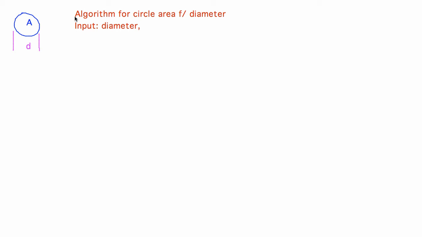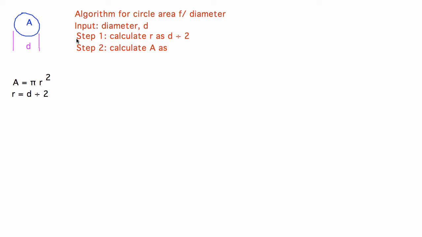Next we need some steps that calculate area from diameter. There is a formula from geometry that says the area of a circle equals pi times its radius squared. In this problem we have the diameter, not the radius, but we can calculate the radius as half the diameter. These ideas provide a complete set of steps for the algorithm. First, calculate the radius as the diameter divided by 2. Then calculate the area as pi times the radius squared. This algorithm's output is the area from the second step.